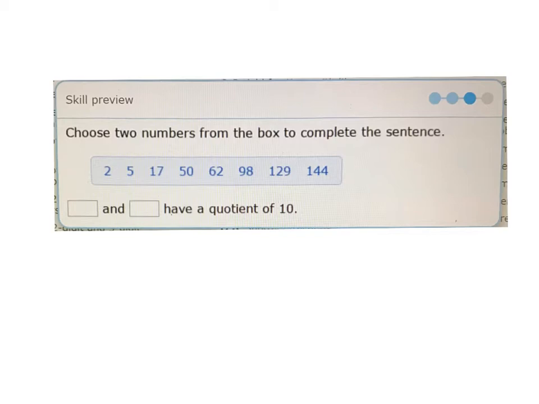So immediately I'm thinking, hey, I see 10, I see 50, and I see 5. I know that 50 divided by 5 equals 10. 50 and 5 have a quotient of 10.